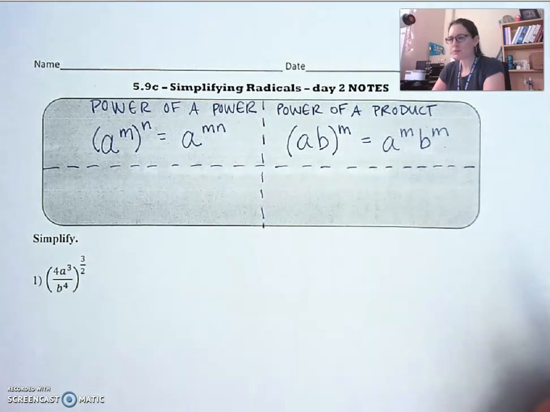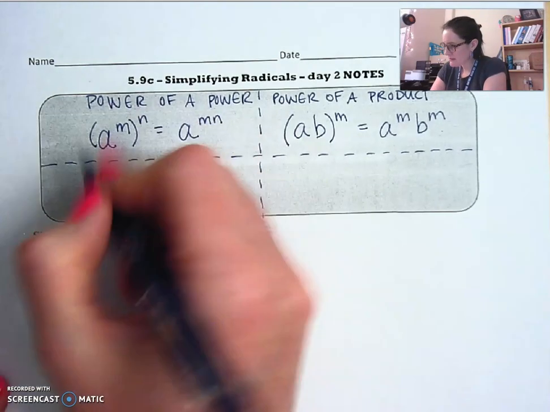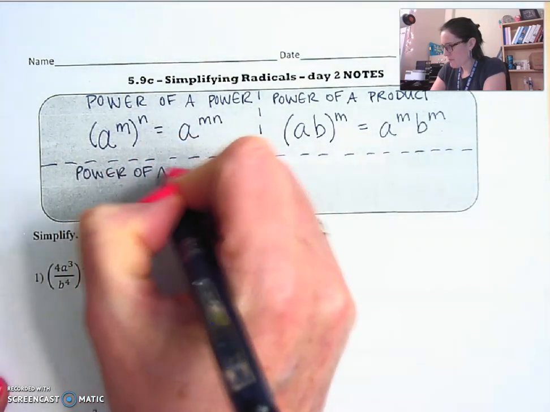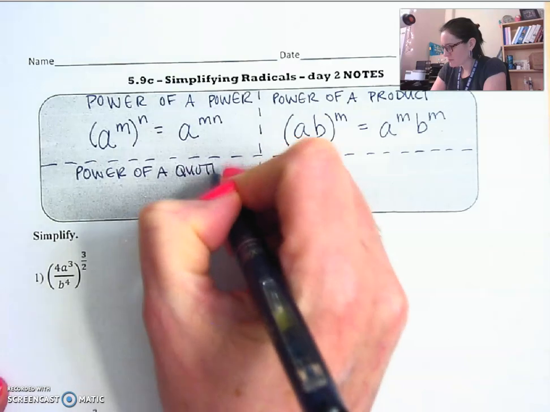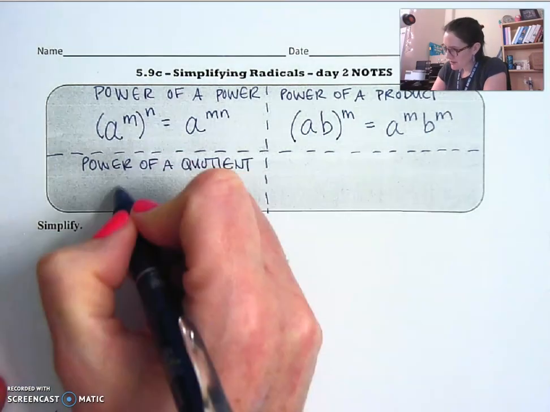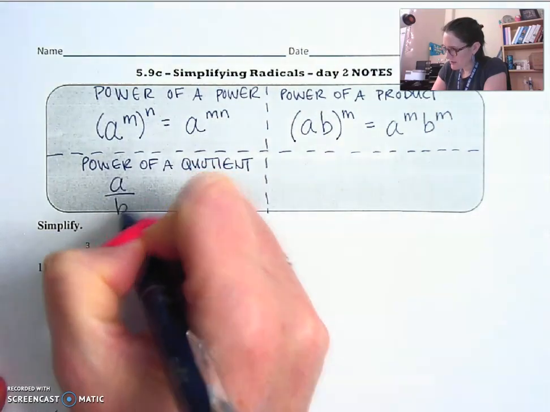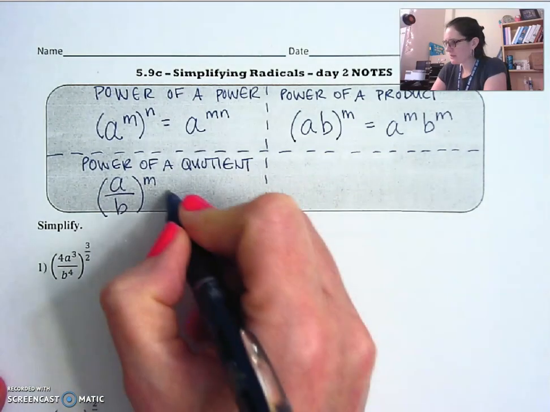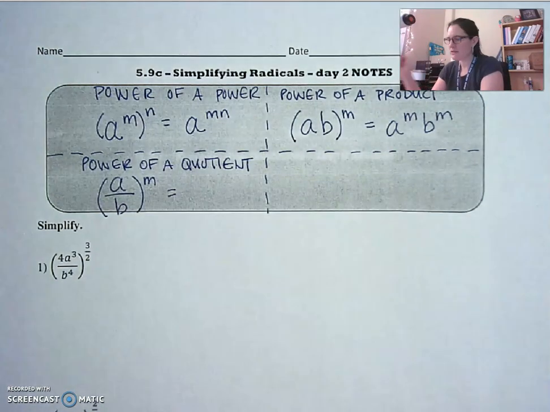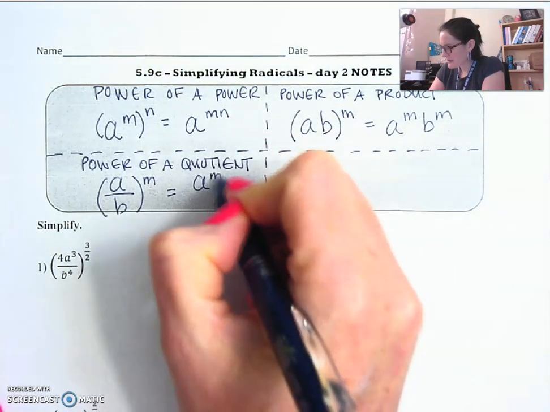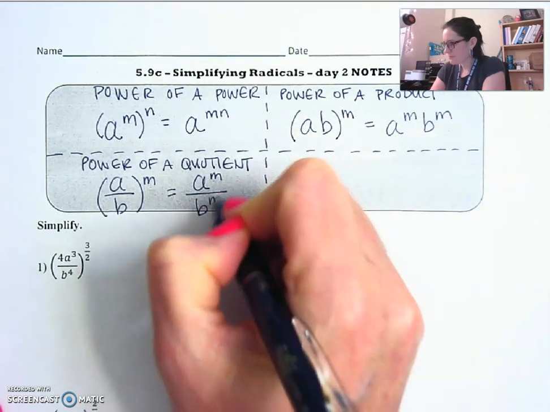We can do something similar with a division or quotient. So power of a quotient. So let's say our two things are now being divided, a over b to the m power. And again, we can sort of distribute that m into each piece, the a and the b, and we can rewrite this as a to the m over b to the m.